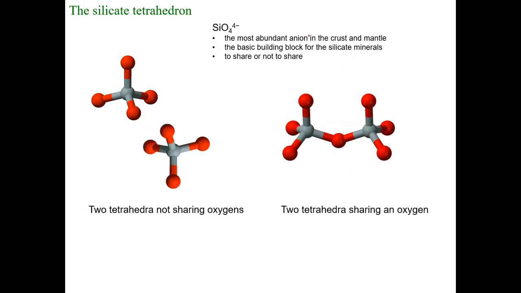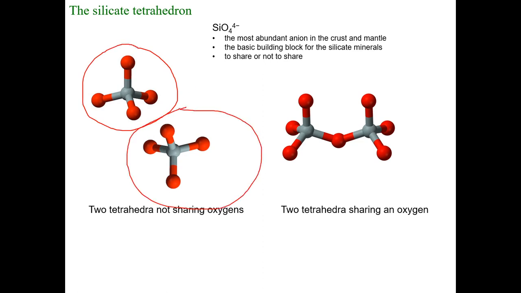Now remember that tetrahedra share corners. They don't actually share sides, they share corners. They link together in different ways. So this is what two tetrahedra look like when they are not sharing an oxygen atom. They're not linked up at all. Remember, those are the isolated tetrahedra that are common in olivine type minerals. Then you have some that are linked together.